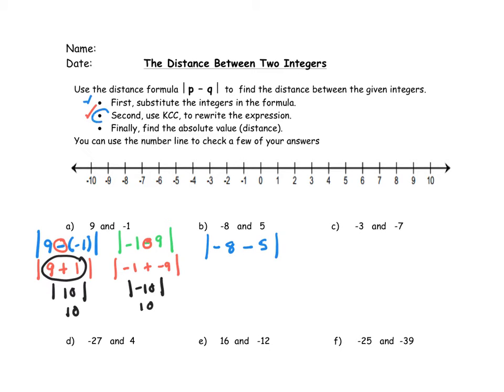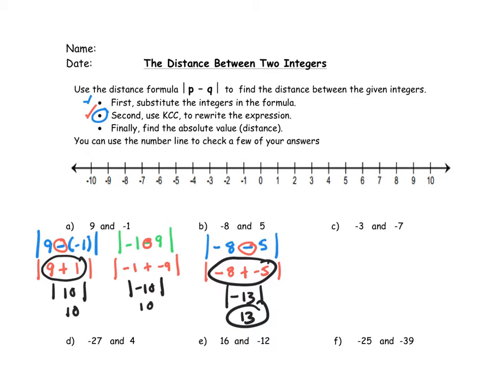Please complete the second step now. If we use keep change change, we should have -8 plus -5, but they're still underneath the absolute value bars. So if you changed it to -8 plus -5, you were correct. Now please find the final answer, which is the absolute value of that sum. So -8 plus -5 is -13. However, the absolute value of that is +13, and that's our final answer.